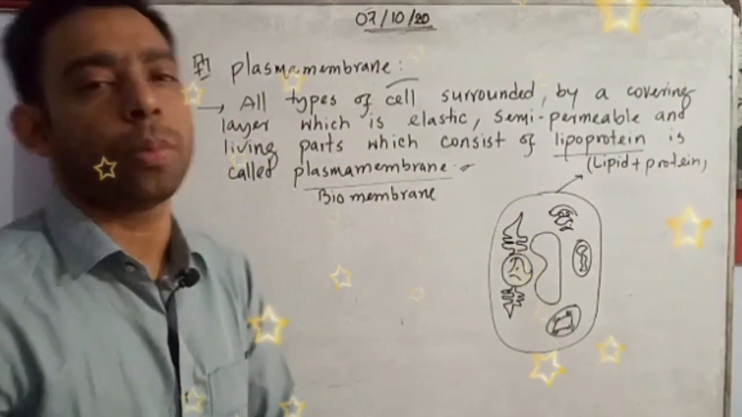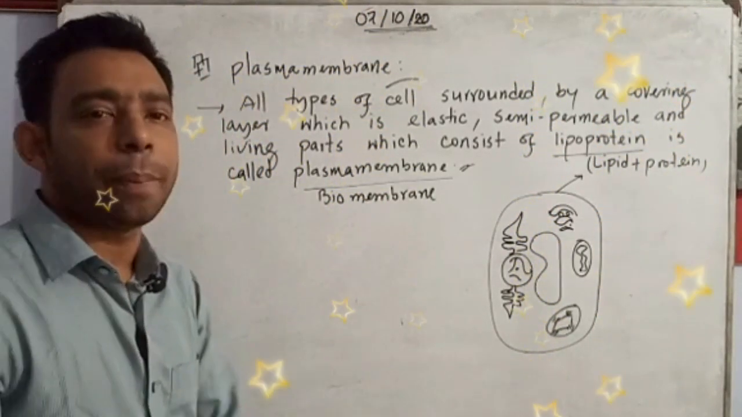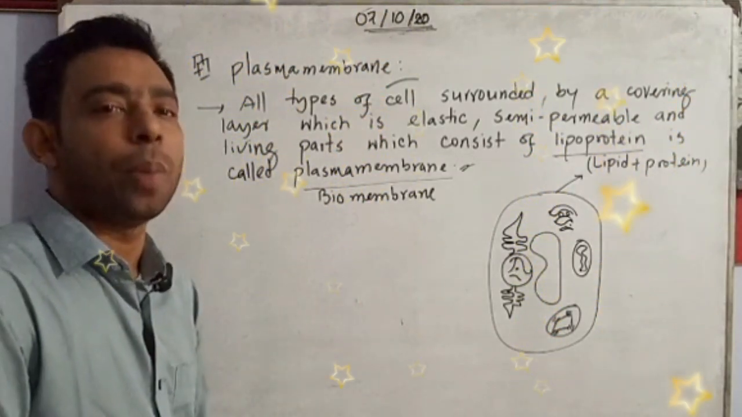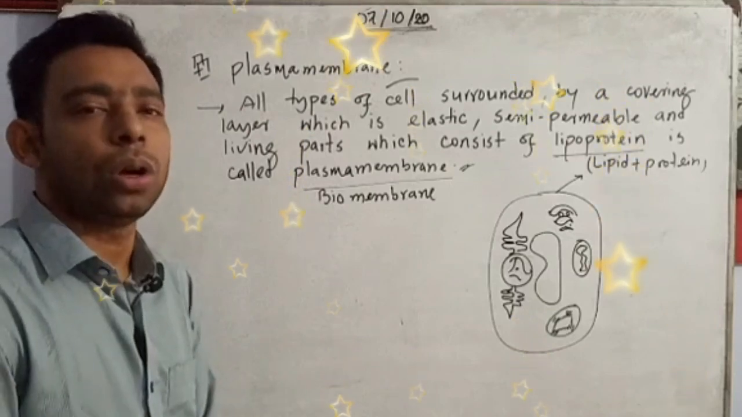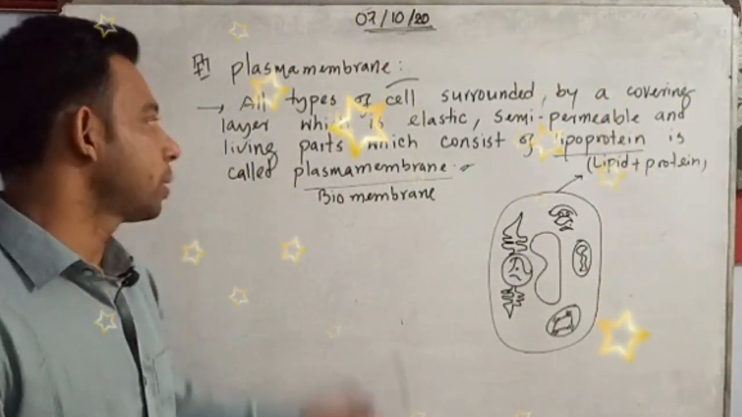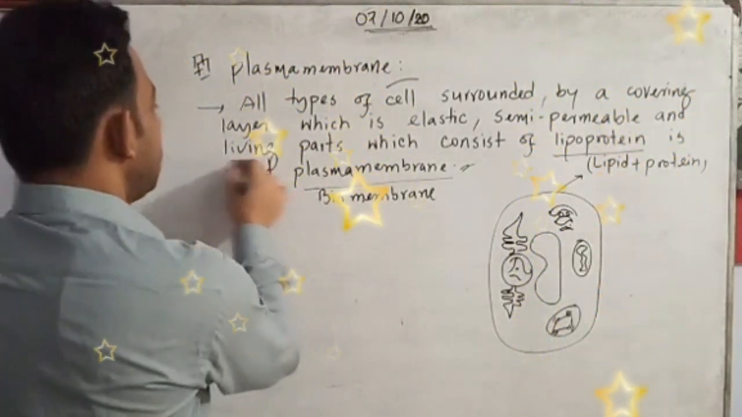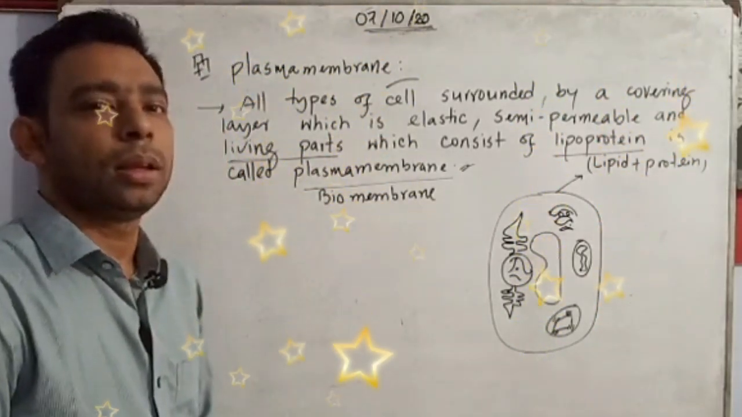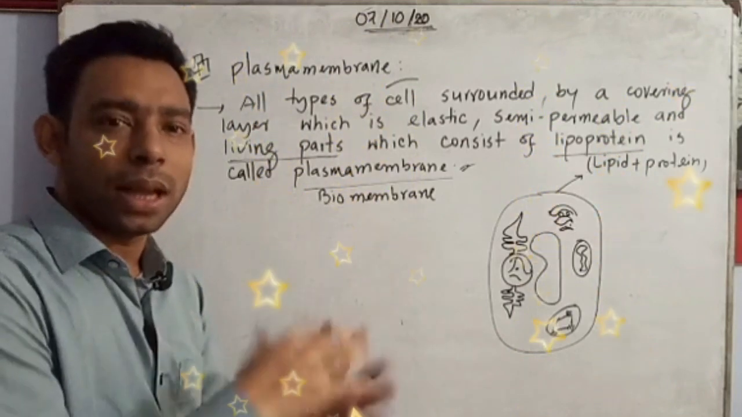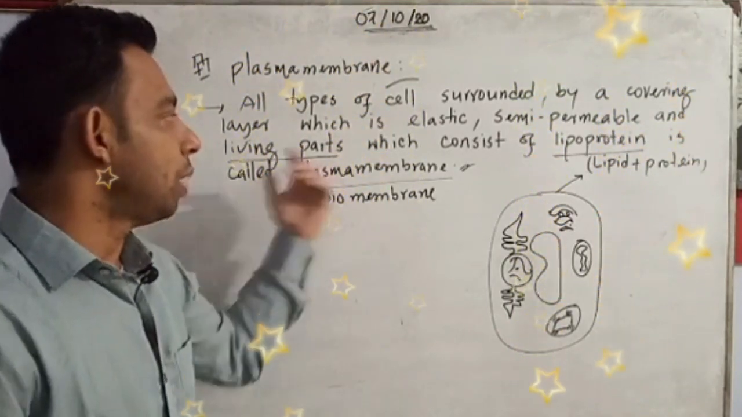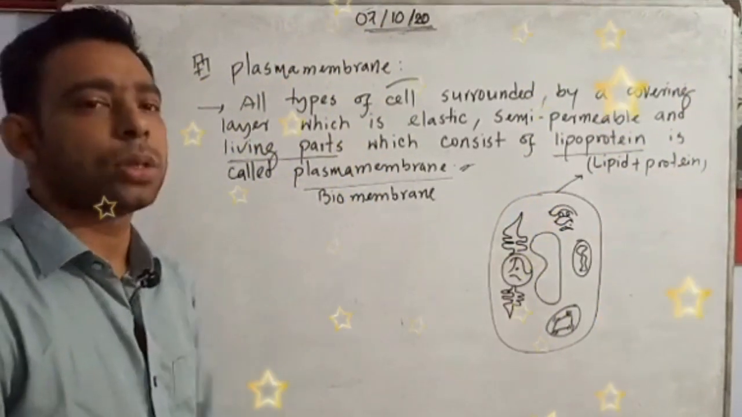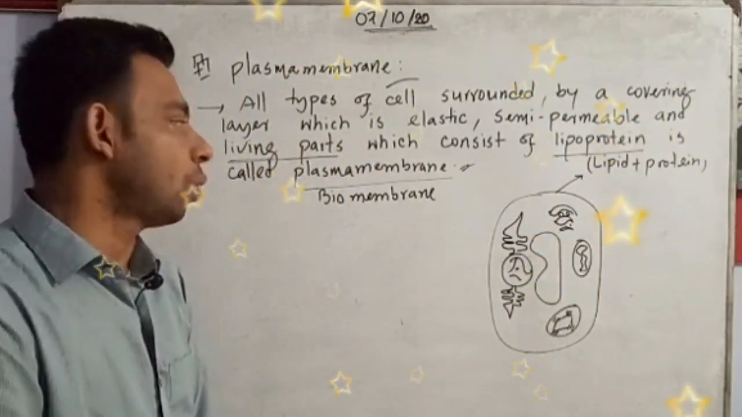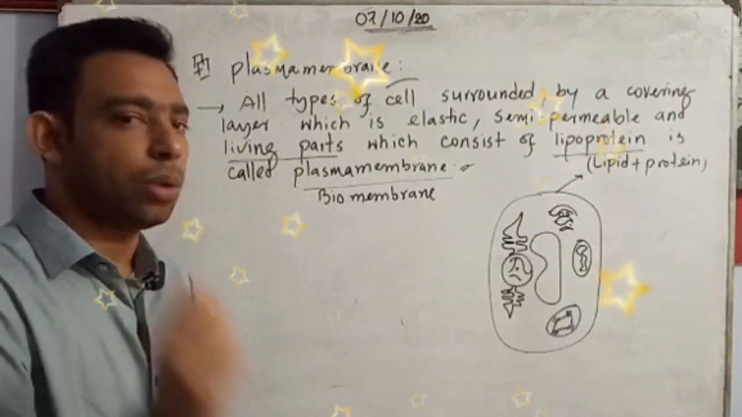If it is asked why plasma membrane is termed biomembrane, yes, of course, this is an important part. Since the plasma membrane consists of living parts inside it, and bio is the life-related terminology, so these living parts, this membrane is called the biomembrane. I think you can get this point.